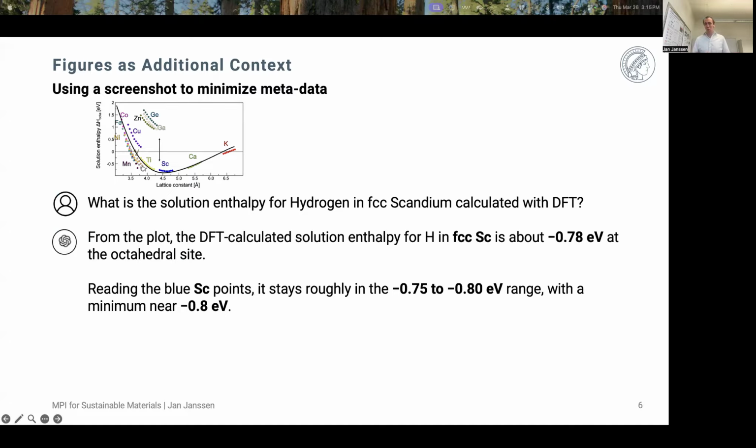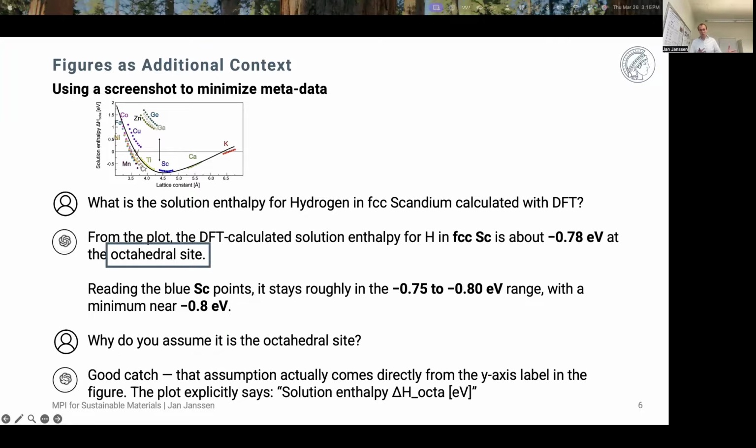So it says, okay, minus 0.78 electron volts at the octahedral site. And then reading the blue points, it says, okay, in this range with a minimum close to minus 0.8. And so that's already quite interesting, right? So it says octahedral site. But where in the graph did it see that we're looking here at the octahedral site, right? So where did it get this information? And so we can also ask this to the model. And that's what we showed here, right? So why do you assume it's the octahedral site? And then it explains to us that based on the caption of the figure, the solution enthalpy for delta H underscore octa, it made the assumption that it's going to be the octahedral site of the model.